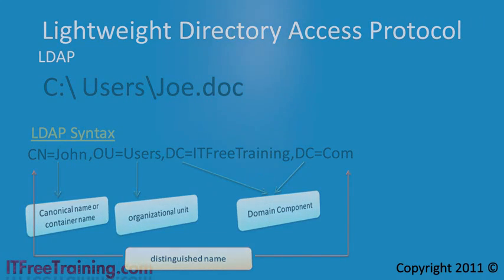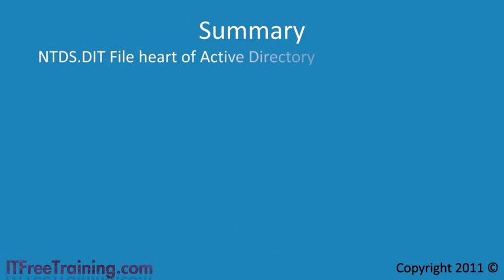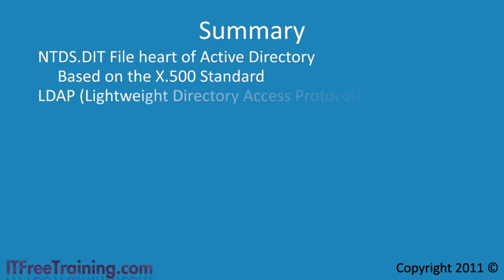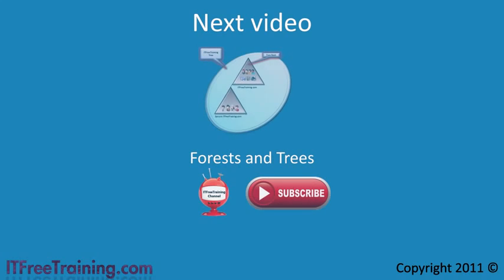To go over what we have covered, the heart of Active Directory is the ntds.dit file. This file is a database file based on the X500 standard. In order for computers and applications to access the objects in this database, you need a protocol. The protocol that Microsoft uses is LDAP. That's it, the basic technology that makes Active Directory work. Now that the basics of Active Directory are covered, in the next video I will look at forests and trees. These are terms used in Active Directory to describe enterprise-wide deployment of Active Directory.